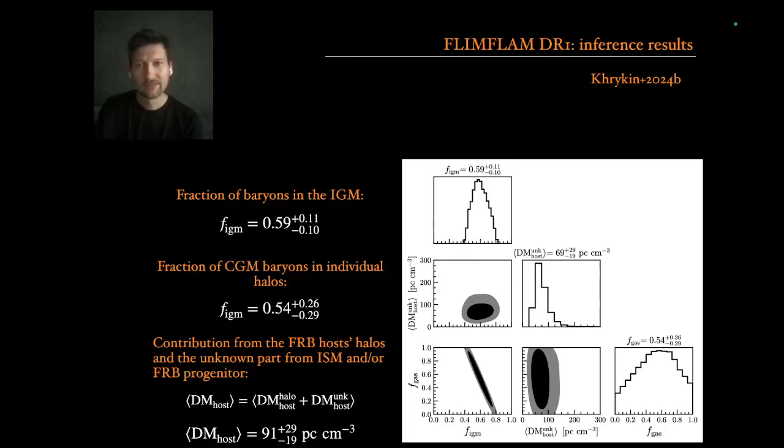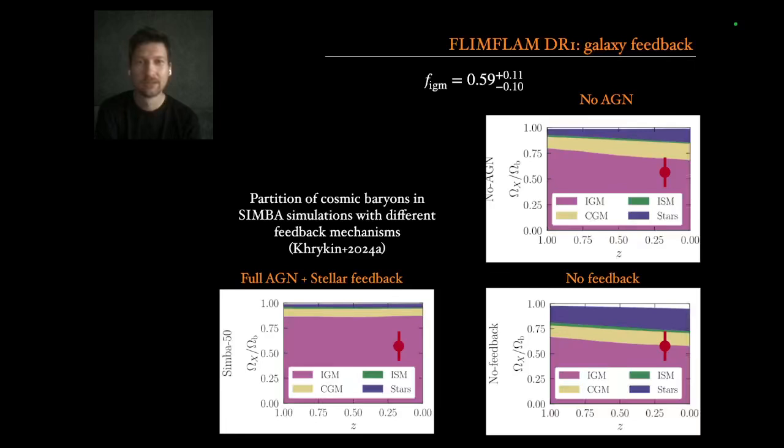Given this constraint on FIGM in particular, we can roughly compare it to the results of the hydrodynamical simulations, which are shown on this plot. These are just a few examples of the distribution of baryons in the SIMBA simulations, dependent on different feedback prescriptions. The red dot is our constraint on FIGM. Our results kind of favor the no feedback model at the moment, but given our large error bars, I wouldn't jump to any conclusions.